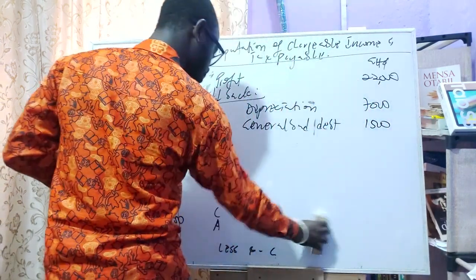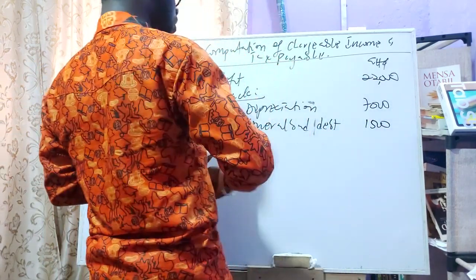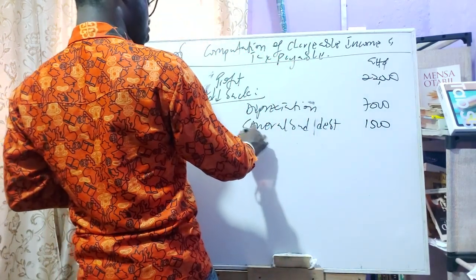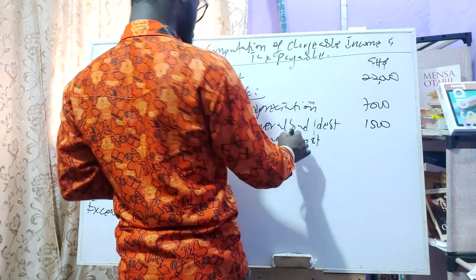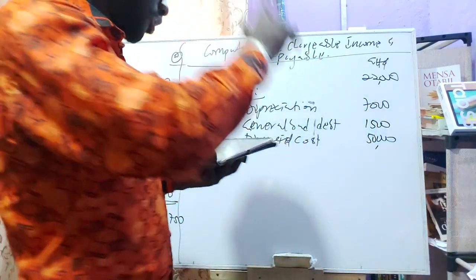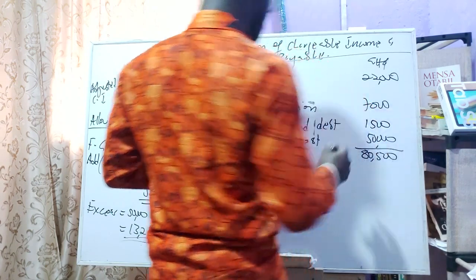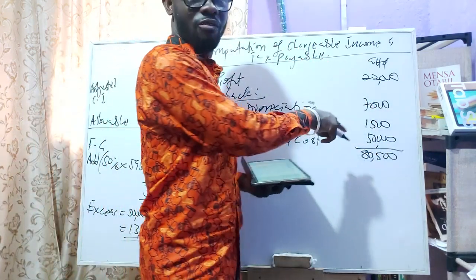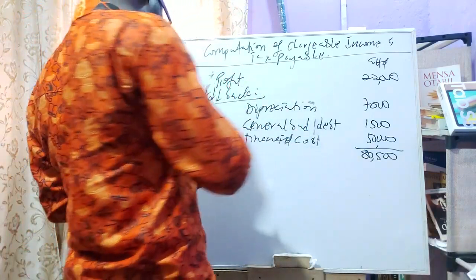So more or less, now we are doing the tax purposes. So we add back the financial cost, which is 50,000. All that is added back. Then we sum all of them up. That's going to be 80,500. Remember the first one we did was 30,500. So when we are adding the 50 to it, it becomes 80,500.